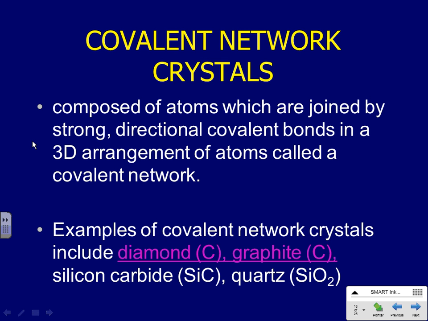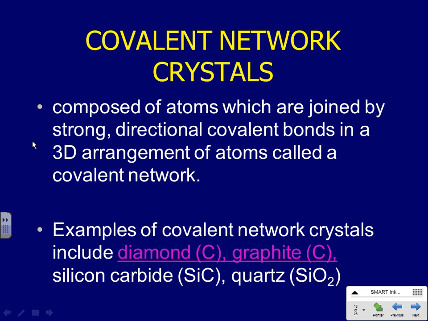Composed of atoms which are joined by strong directional covalent bonds in a three-dimensional arrangement of atoms called a covalent network. A picture is probably better to explain this than for me to just talk it through. Examples of covalent network crystals include diamond, graphite, silicon carbide, and quartz, silicon dioxide.